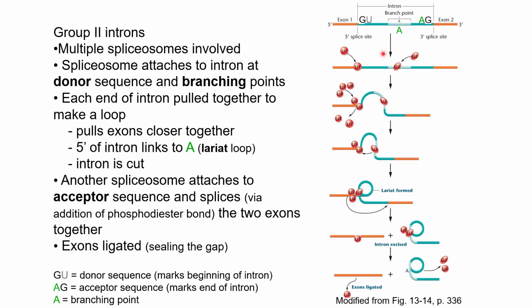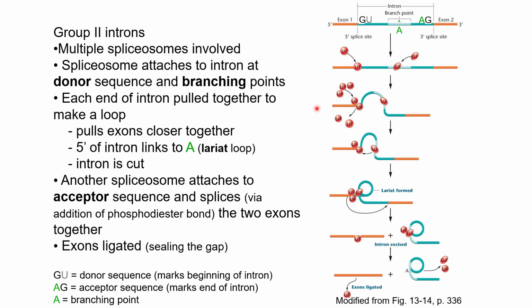Okay, group 2 introns now are a lot longer. These are the ones that have the GUs, so our donor sites and our acceptor sites. And then somewhere in between, there's what we call a branch point, and we need multiple spliceosomes to be involved. So we have all of these SNRPs that bind at the donor site and the branch point, and this causes these to kind of be attracted to each other, creates loops, and gets excised out.